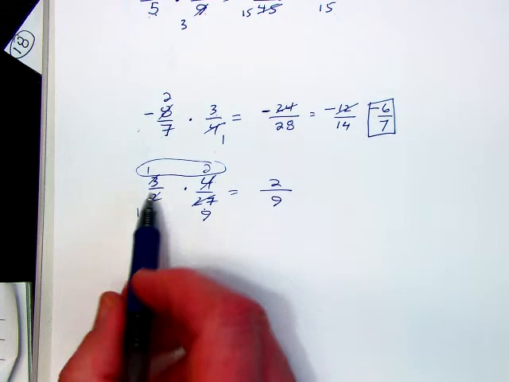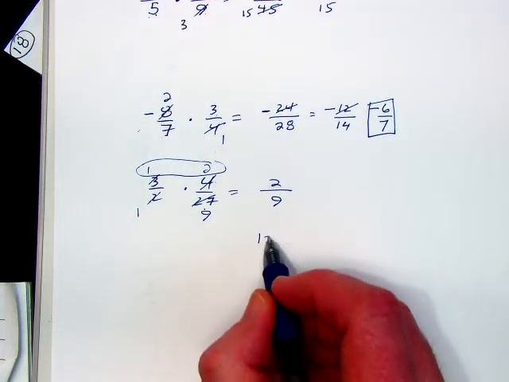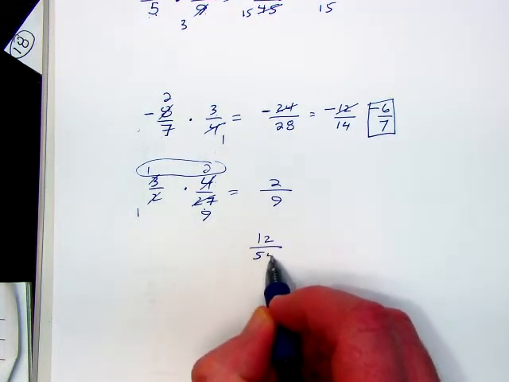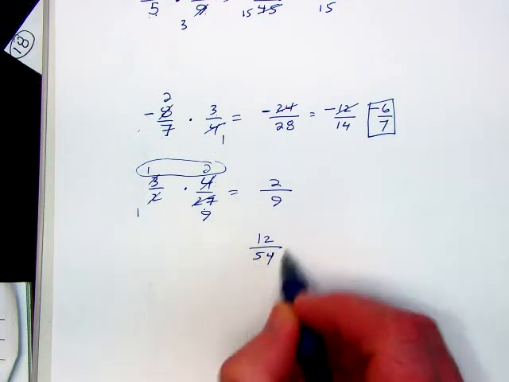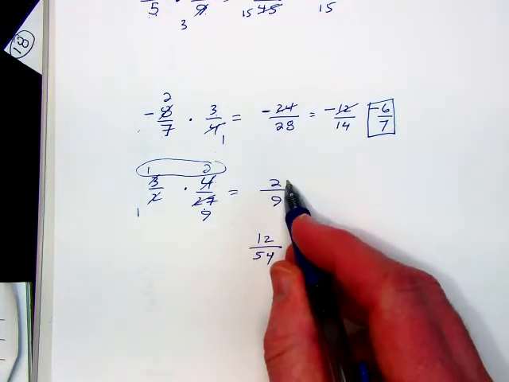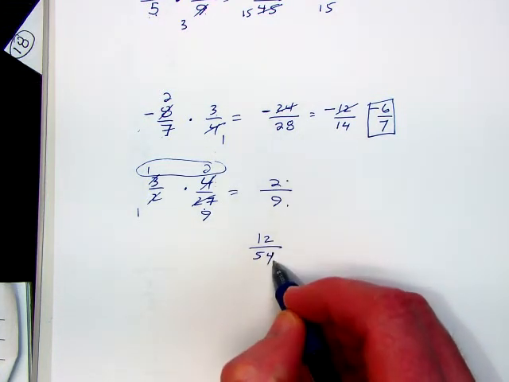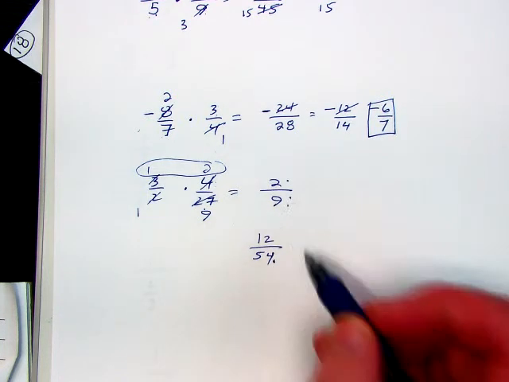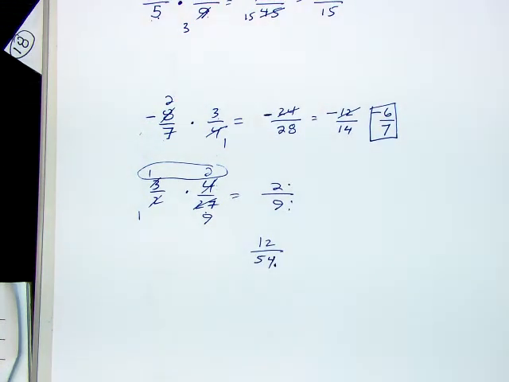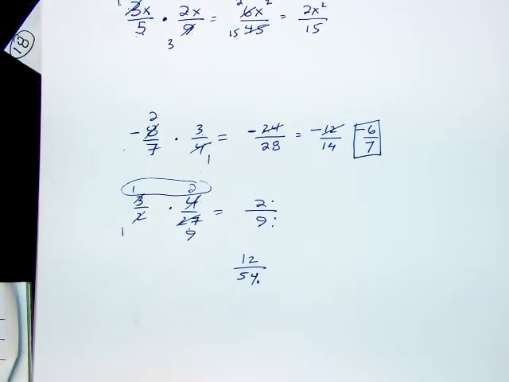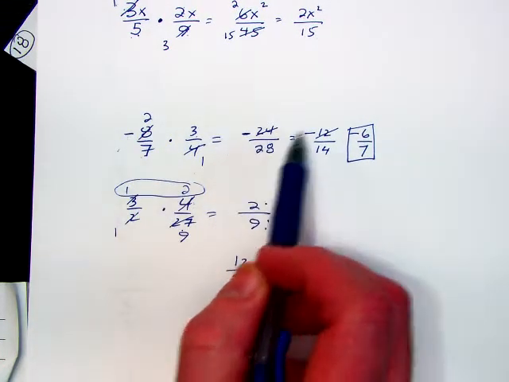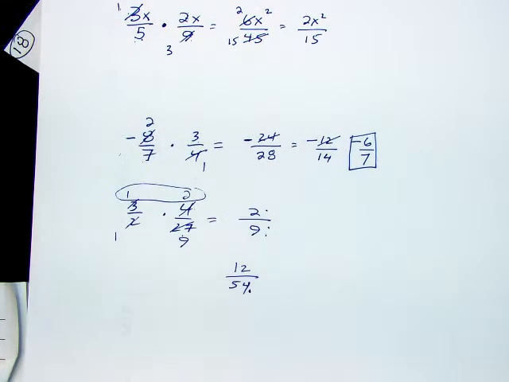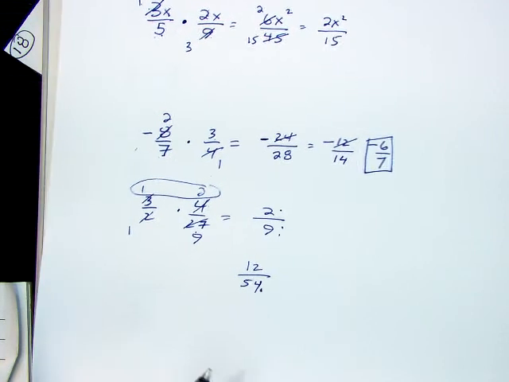Okay, if I hadn't done that, I would have had 12 over 54. Is that right? Yeah, 2 times 7. 6 divides both of those. 6 goes in here twice. 6 goes in there 9 times. Okay? So that's multiplying. Multiplication is usually the easiest because you just multiply across the top and bottom and then simplify, or you can simplify first. All right, the last one is division.